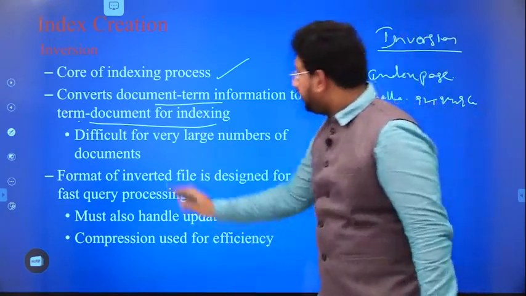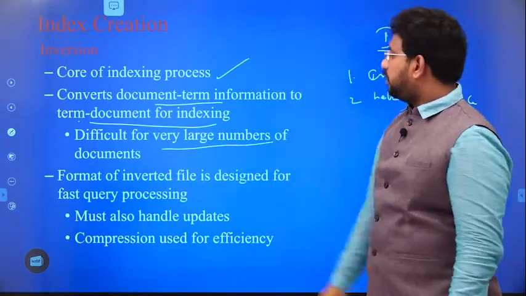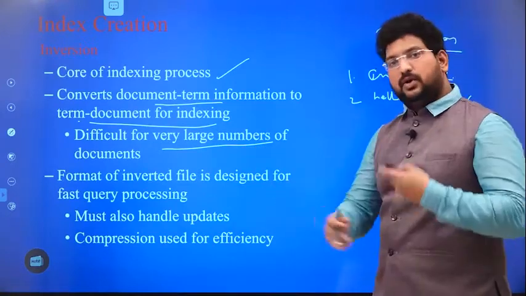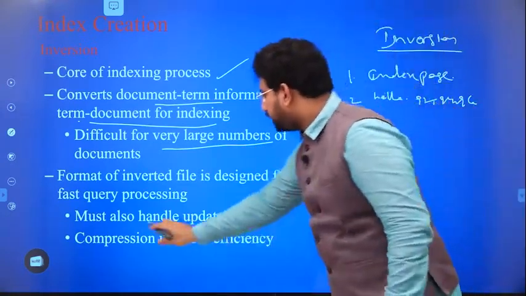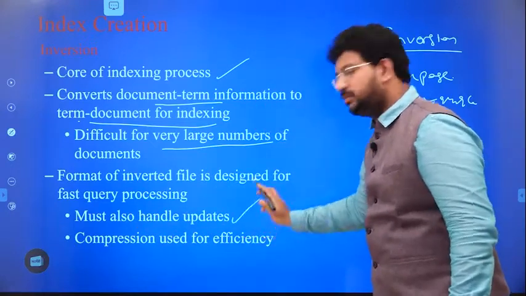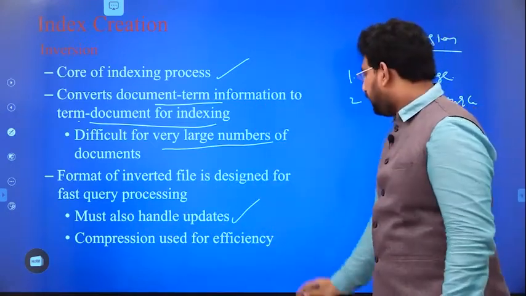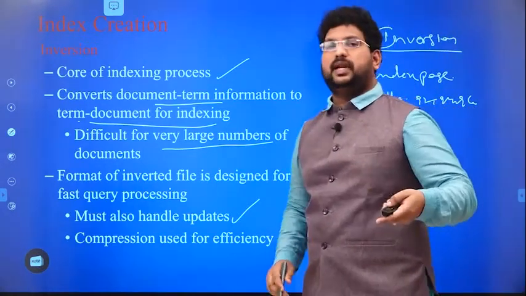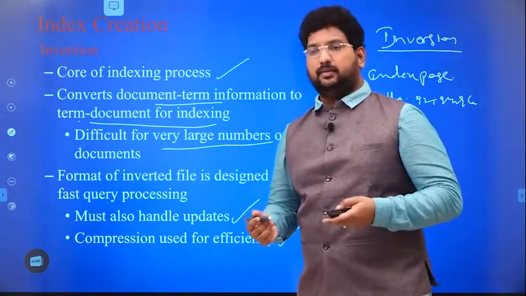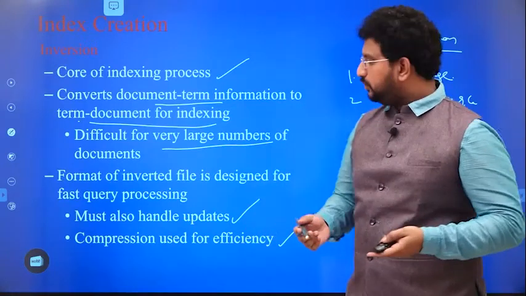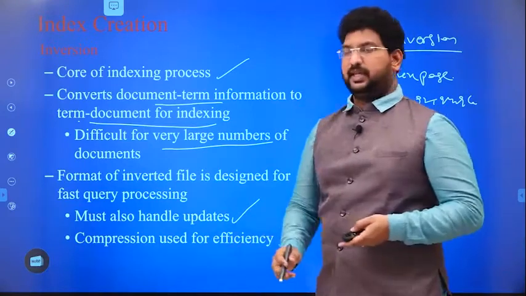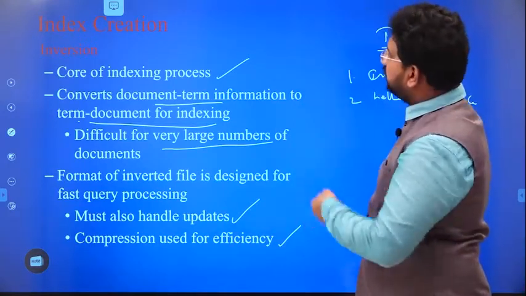Of course, it is difficult for a very large number of documents. The format of the inverted file is designed for fast query processing, obviously, and must be able to handle updates, and compression is used for efficiency. Whenever you have a huge collection of indexes, it takes more time for processing, so you have to apply compression for more efficiency. This is about the inversion.